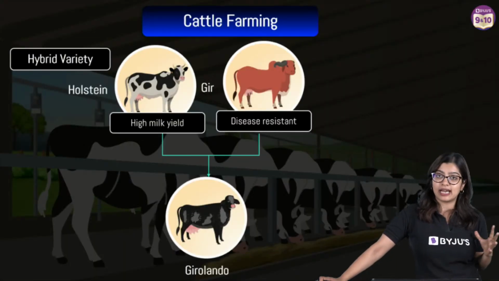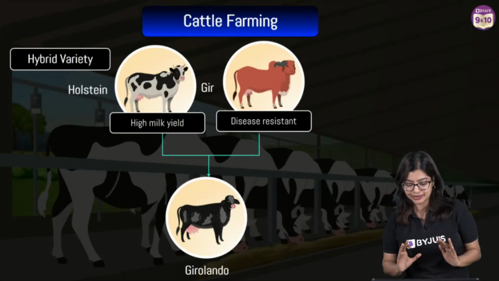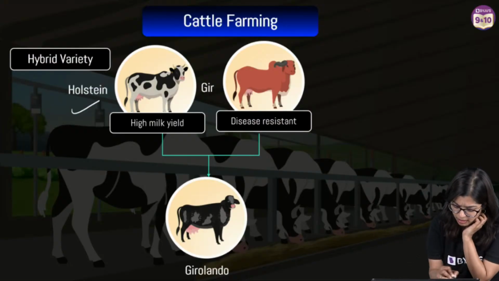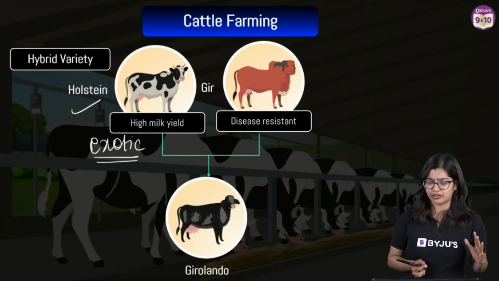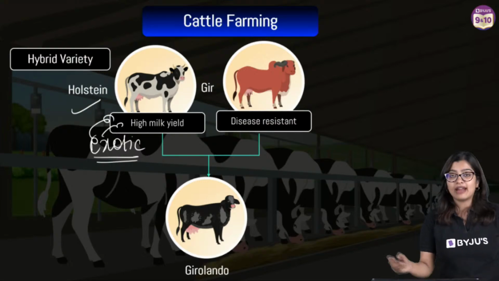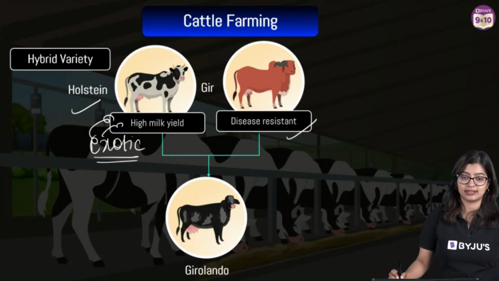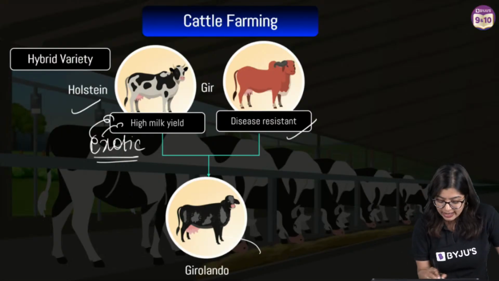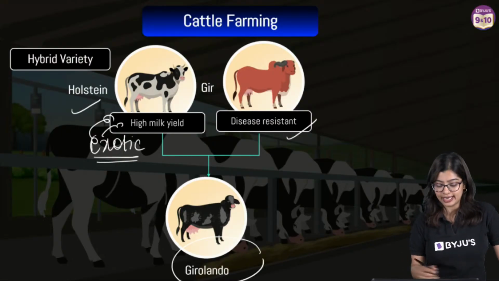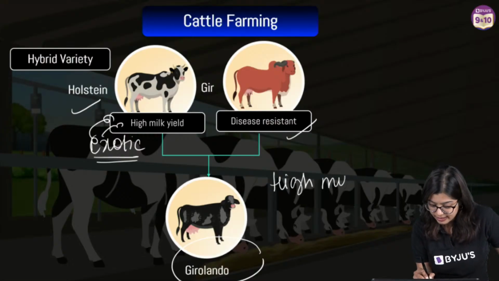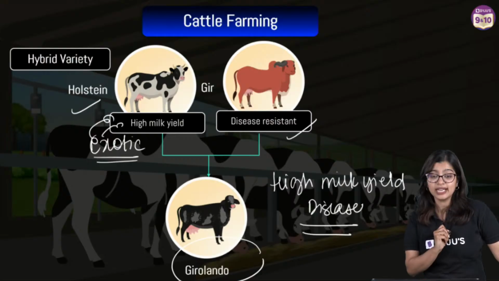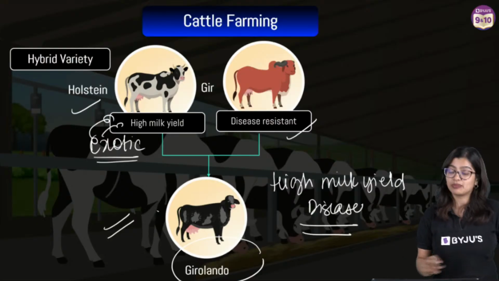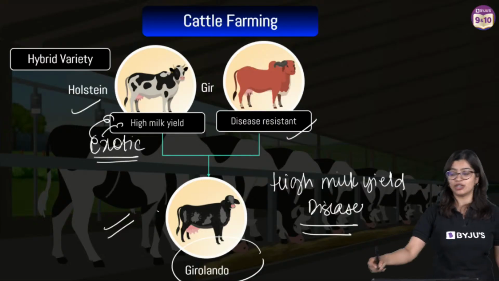That is why they decided that we will make a hybrid. So we got a hybrid, or let's say an exotic variety. What is an exotic variety? An exotic variety is a variety that is not from our country, that is giving me more milk, and we cross it with a variety that is disease resistant, right? So when we cross it, we get a hybrid variety that is giving me high milk yield and that is also disease resistant, right? So what am I getting? I am getting something that is giving me both my desired qualities.